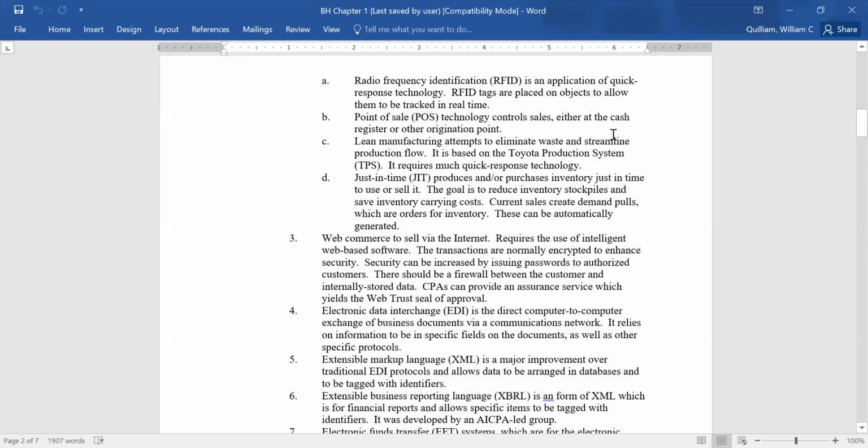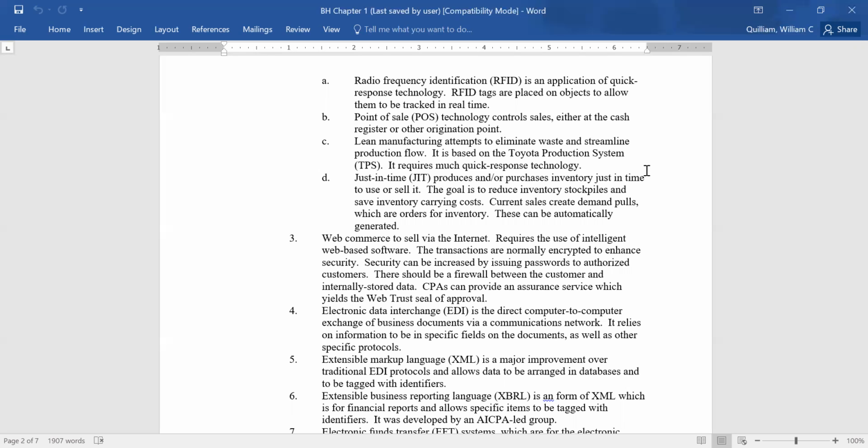Well then, point of sale technology controls sales either at the cash register or other origination point. So point of sale technology, we could think of barcodes here. Then lean manufacturing, that term. What it attempts to do is to eliminate waste and streamline production flow. And it's based on the Toyota production system, requires much quick response technology because one must have information in real time, or in other words, instantaneously. And the Toyota production system is something that we studied about in managerial and cost accounting.